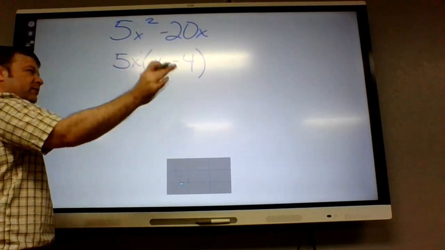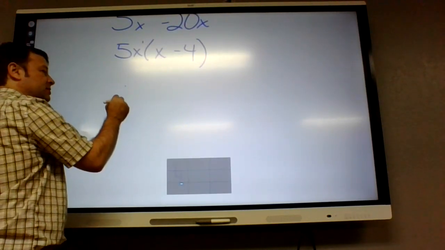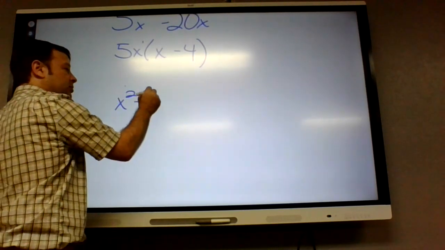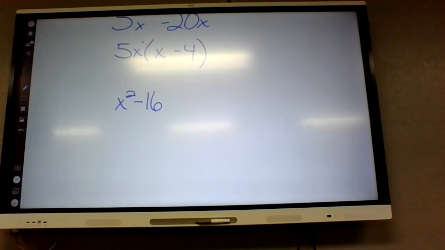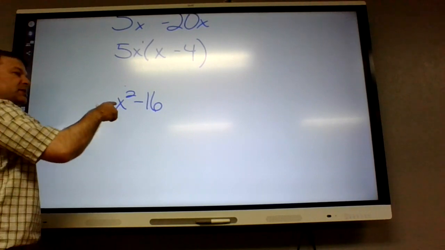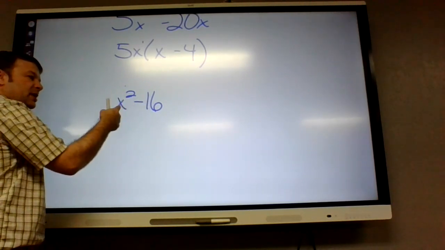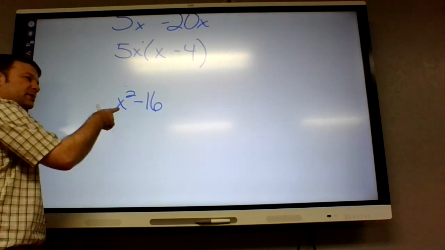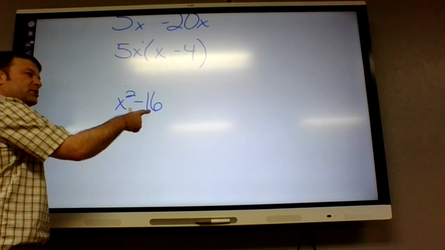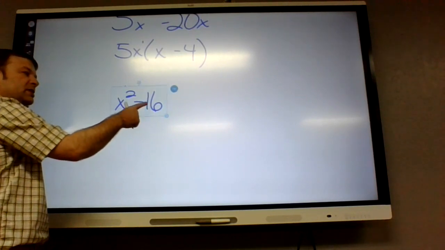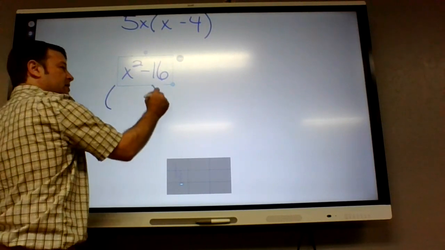The new old thing is a square minus a square. What do I mean by a square? A square is something that when you square it equals that. So x squared is a square because it's a square x. 16 is a square number because what squared equals 16? 4. So if it's a square minus a square, it'll fit this pattern.